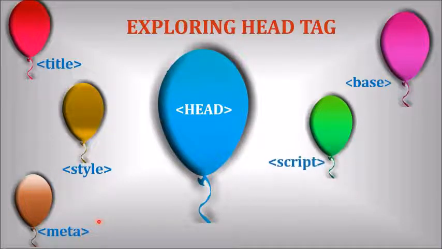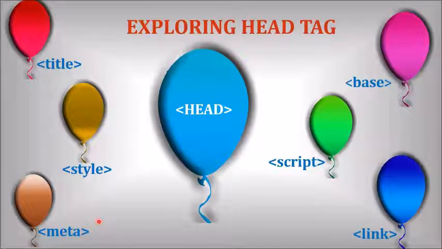Then the script tag. As I told you before, the script tag comprises some validation information. Then finally the link tag. The link tag also provides some formatting options. The difference between the style tag and the link tag is that the link tag provides some external file in your HTML coding which comprises designing information.